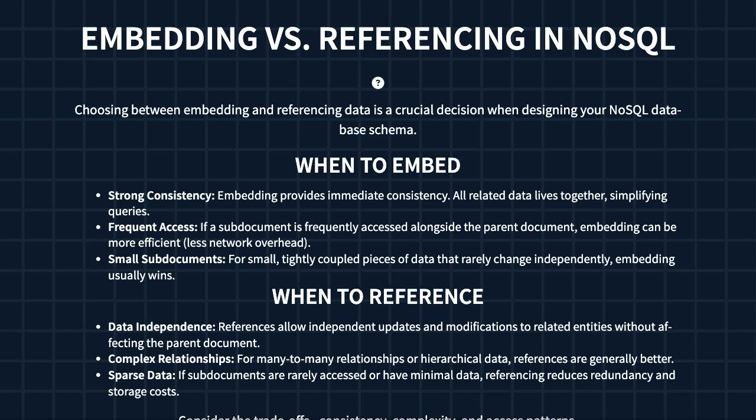However, if your relationship is more complex, or if that smaller piece of data isn't always needed, referencing can be much better. It keeps things separate, lets you change them independently, and avoids unnecessary duplication. It's like having a list of ingredients and knowing where to find them. It's simpler and more flexible.